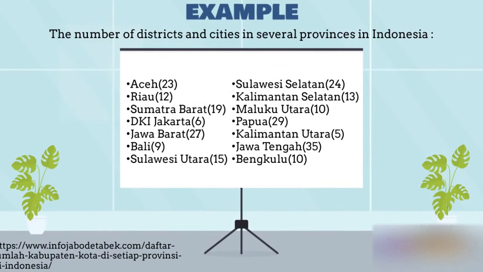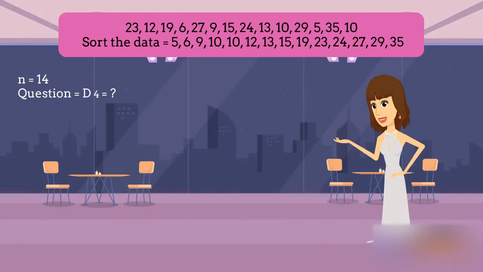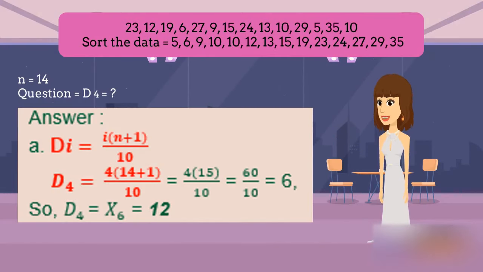So for the example, I take the number of districts and cities in several provinces in Indonesia. And this data I took from infojabodetabek.com. In the previous data, we can write it down as 23, 12, 19, 6, 27, 9, 15, 24, 13, 10, 29, 5, 35, 10. But remember guys, the first step for calculating deciles, we have to sort the data so that it becomes 5, 6, 9, 10, 10, 12, 13, 15, 19, 23, 24, 27, 29, 35. From the data above, we can count the number of data is 14.